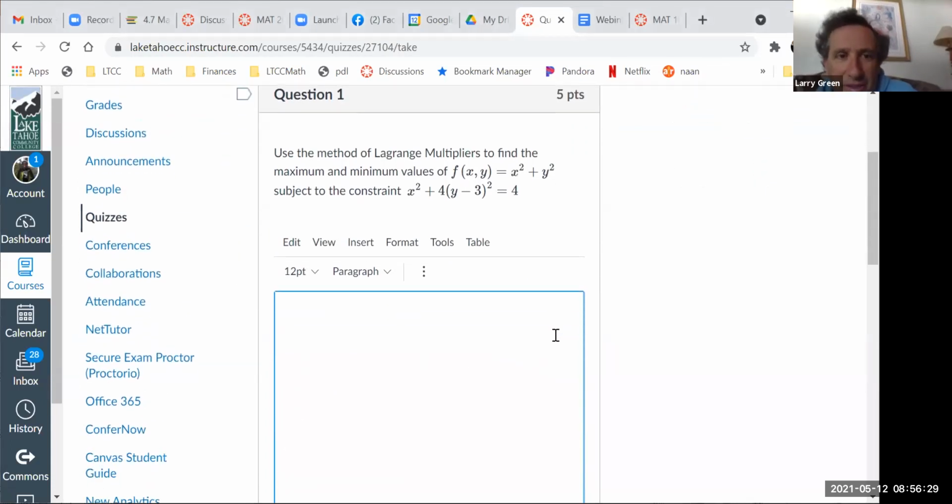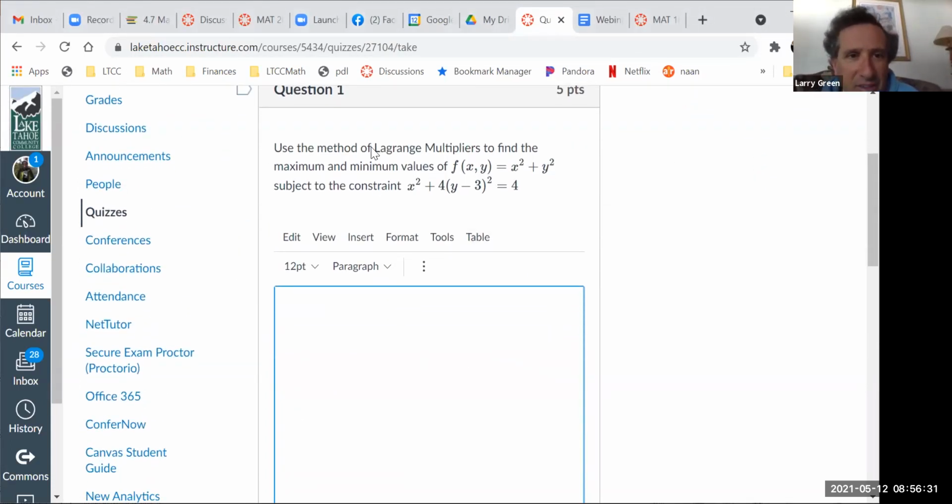Okay, so here's your quiz. The first question is: use the method of Lagrange multipliers to find the maximum and minimum values of f(x,y) equals x squared plus y squared, subject to the constraint x squared plus 4(y minus 3) squared equals 4. All right, so what do we need to do?